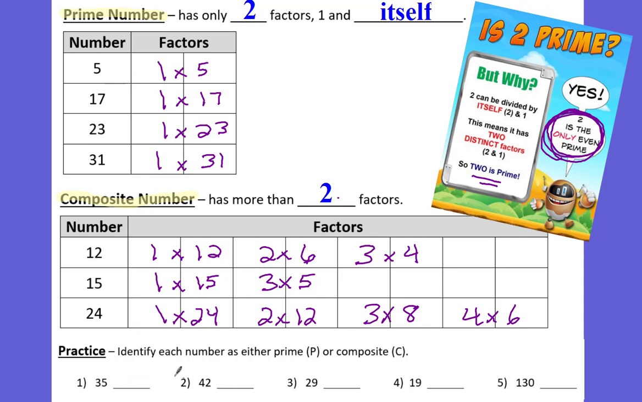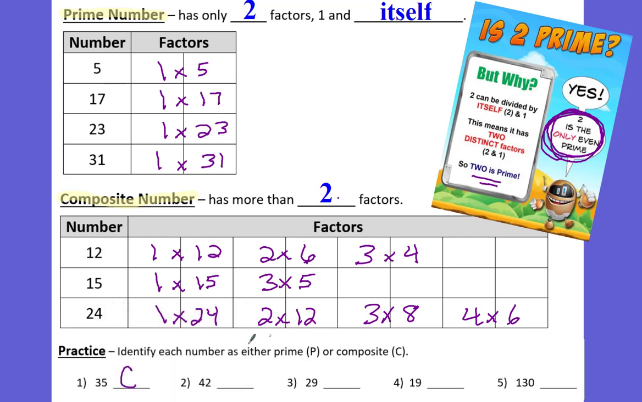Okay, so let's do some practice. We want to identify each number as either prime, and we can put a P for prime, or composite with a C. So 35. I know 1 times 35, so I'm just going to go up numerically. 2, it's not even, so it's not divisible by 2. What about 3? No, I know 3 times 11 is 33, and 3 times 12 is 36, but I can't make 35. 4 is not a factor. What about 5? Yes, 5 times 7. So this is a composite number.